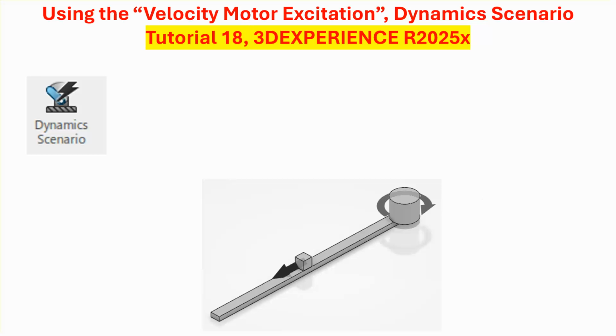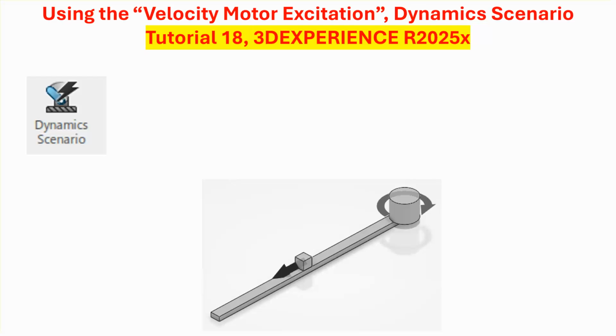This is tutorial 18 in a playlist that I'm preparing for dynamics scenario creation with the 3D Experience platform. The actual application that we're using is Mechanical Systems Experience, but I have two sub playlists for this. One is involving kinematic scenario creation, and the other one that this particular tutorial belongs to is the dynamic scenario creation. I want to explain how the velocity motor excitation is used in a very simple setup.